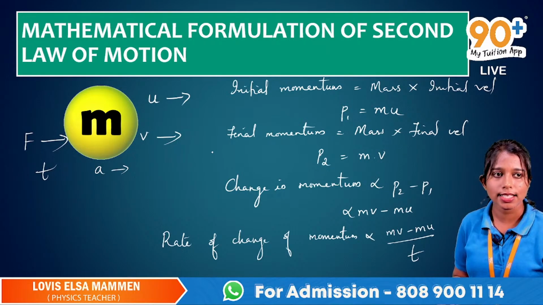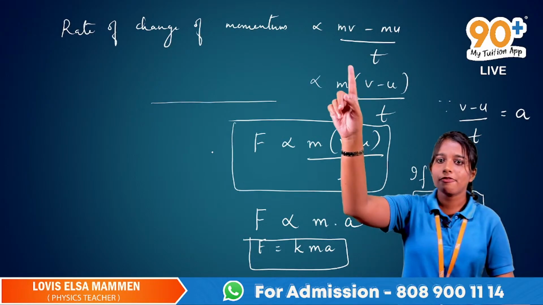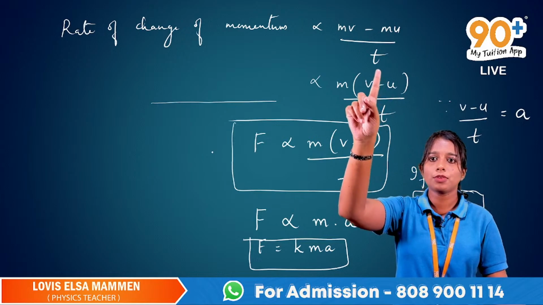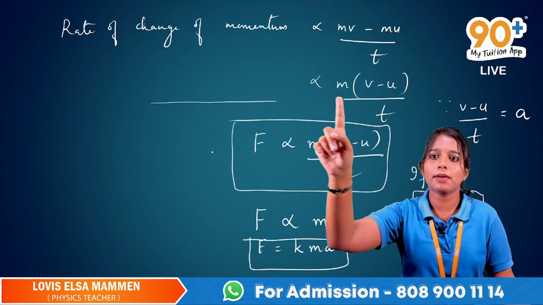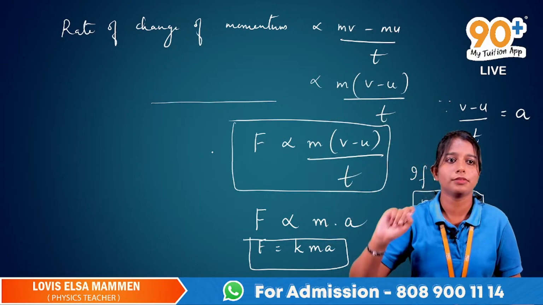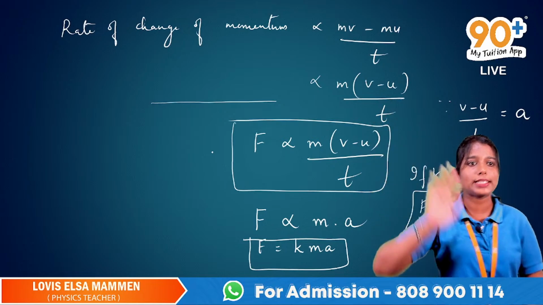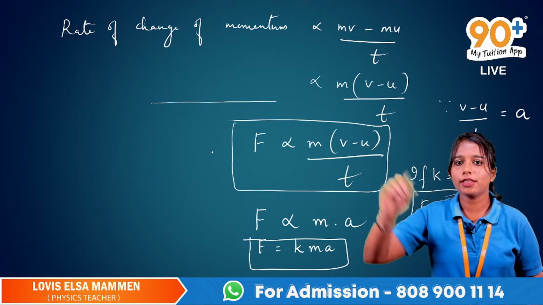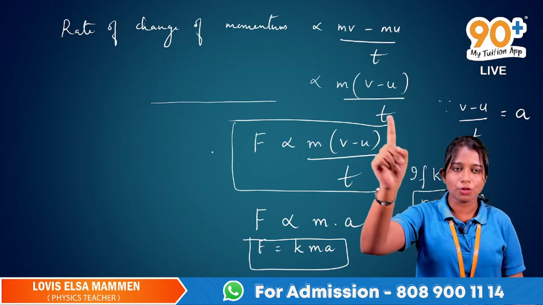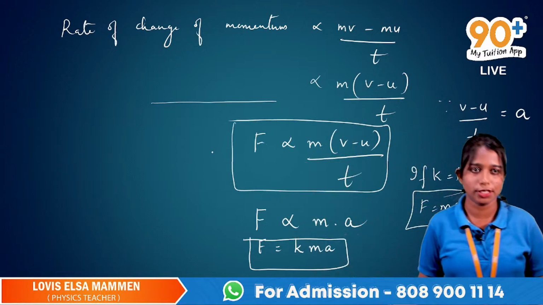Okay, got it. പിന്നെ നിങ്ങൾക്ക് ഇവിടെ നോക്കിയാൽ മനസ്സിലാവും mv minus mu by t എന്ന് വരും. So mass is common in mv and mu. അപ്പോൾ നമുക്ക് മാസ് കോമൺ എടുക്കാം from the numerator. Got it? That is it is proportional to m into v minus u by t, because mass is common in mv and mu. അപ്പോൾ എന്ത് വരും? Proportional to mv minus mu. So what is this quantity? This quantity is rate of change of momentum.